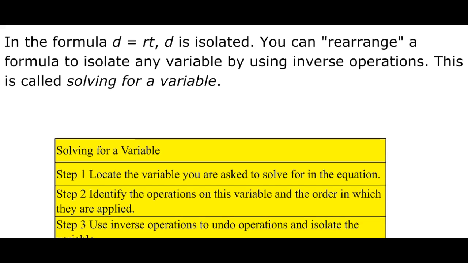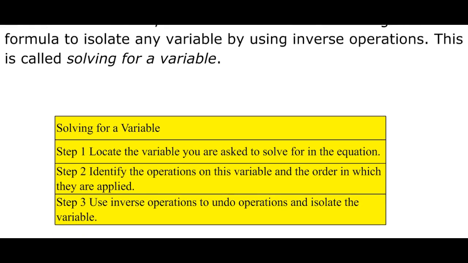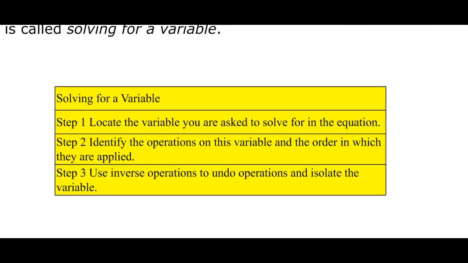Now, I think it's the word solving that causes people issues, because I won't come up with a value for the variable. I will just simply have the variable in another spot. So here are the steps for solving for a variable. First, you need to locate the variable you're asked to solve for. Identify the operations on that variable, or what's happening to that variable, and the order in which they're applied, and then use the inverse operations.